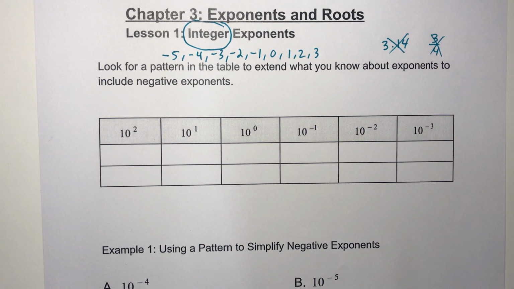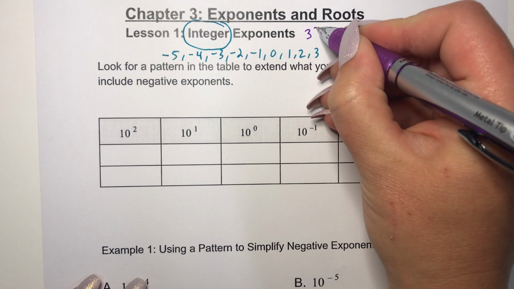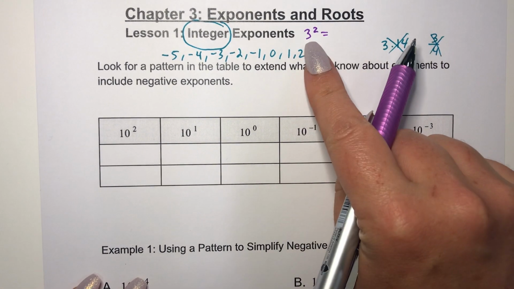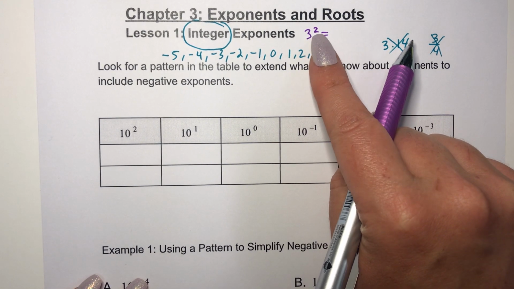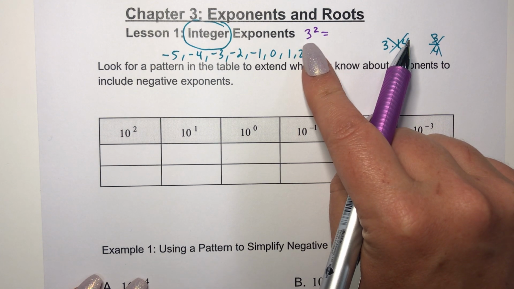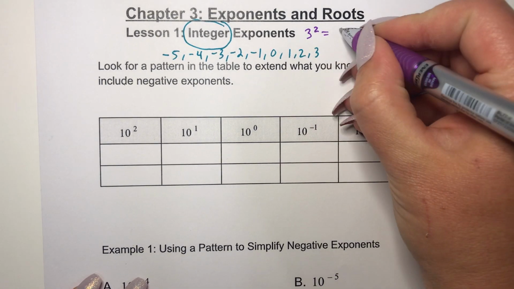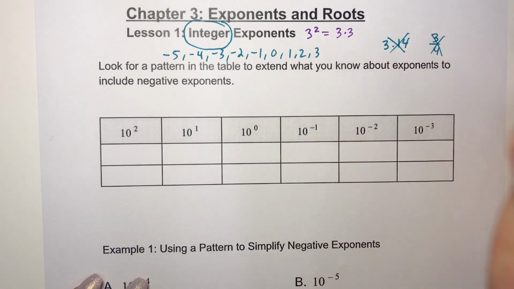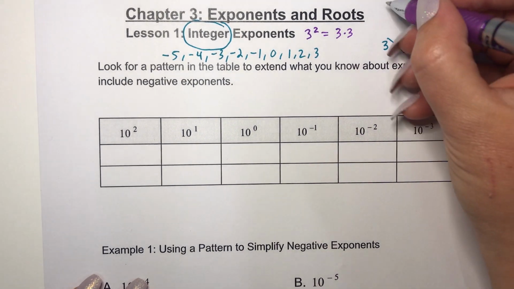Let's say we use exponents. So something like 3 squared. This 2 is what's called an exponent, and this is the base. So we have the base, which is 3, and the exponent, which is 2. And this just means 3 is multiplied by itself twice.